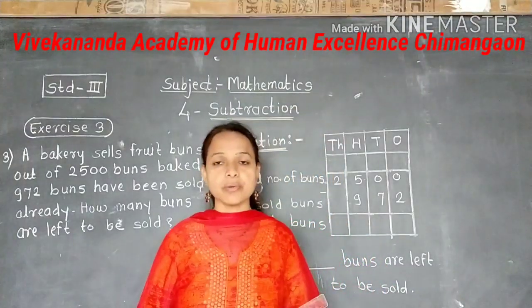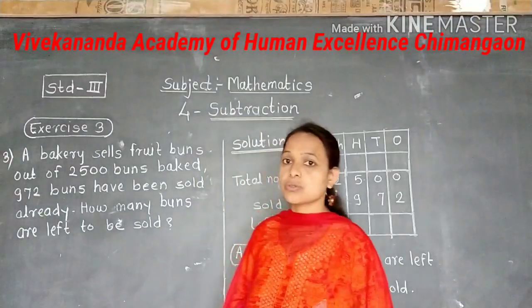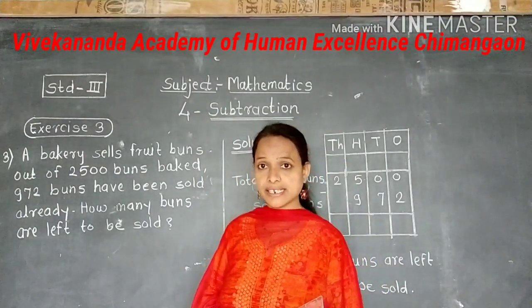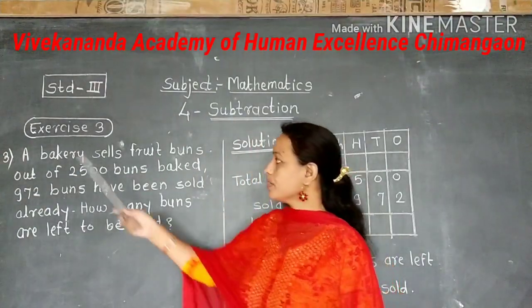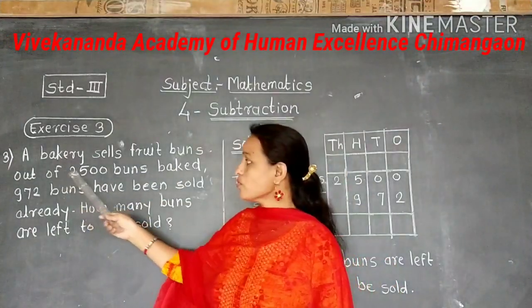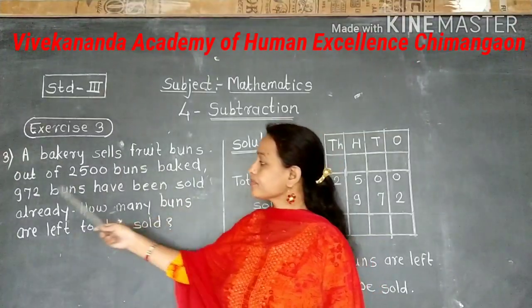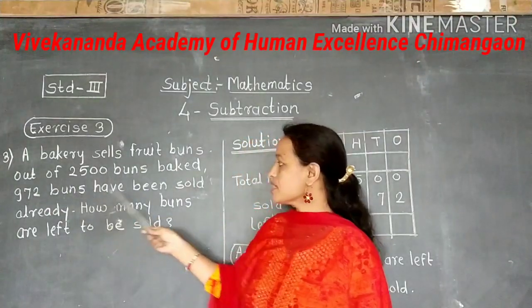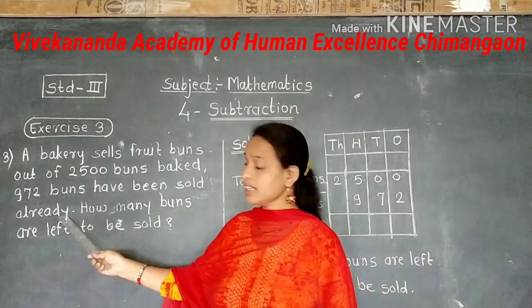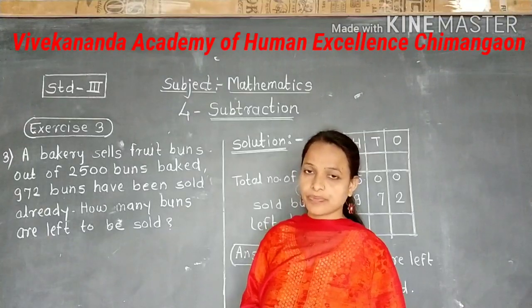Now we will solve the next word problem of exercise 3. Look here. First we will read it carefully. That word problem: A bakery sells fruit buns. Out of 2500 buns baked, 972 buns have been sold already. How many buns are left to be sold?